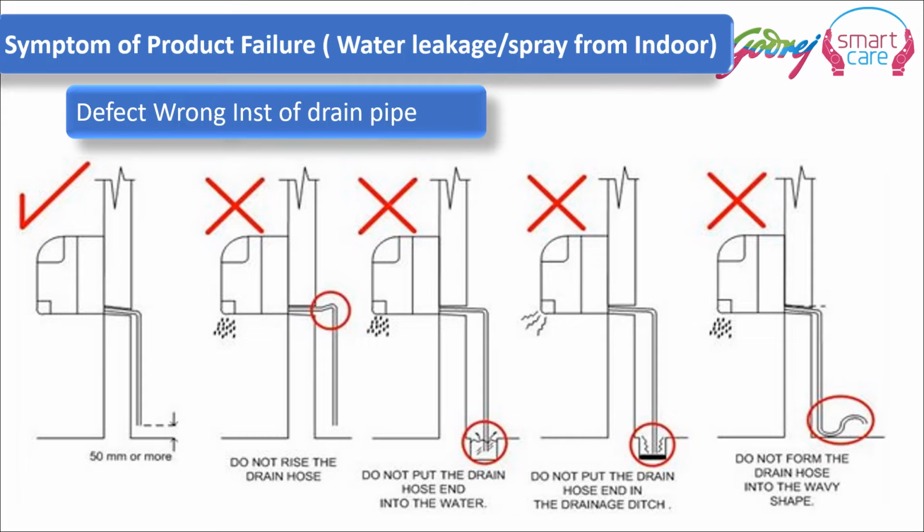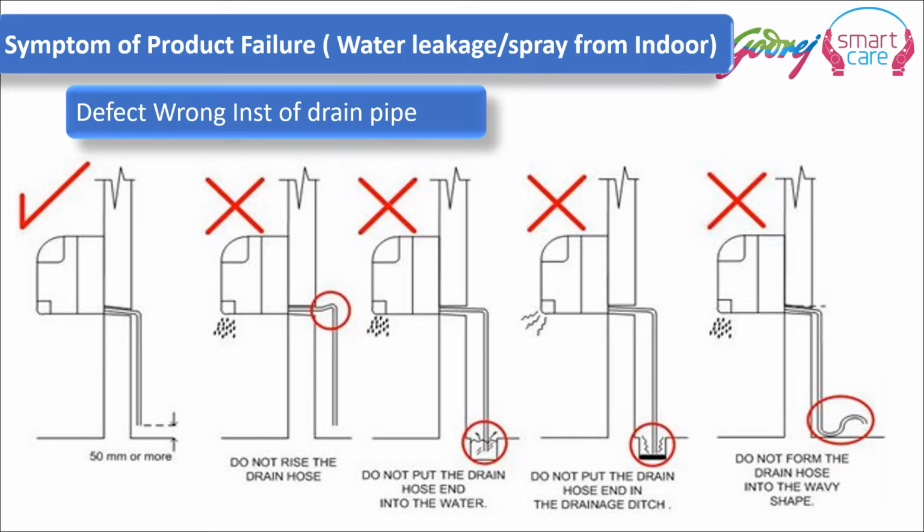The fourth condition is similar to the third condition, where the drain pipe is extended inside a drain ditch. It will give a similar problem of an airlock inside the drain pipe, and it will give improper water flow.